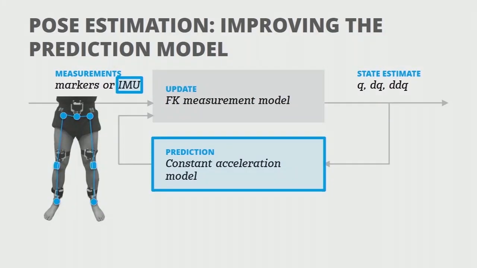Now let's move to the case when we're measuring with IMUs. We can use the same general filtering framework, but now the measurement problems are a little bit different. One of the issues with IMU measurements is that we're typically sampling at a much slower rate than would be the case with markers.